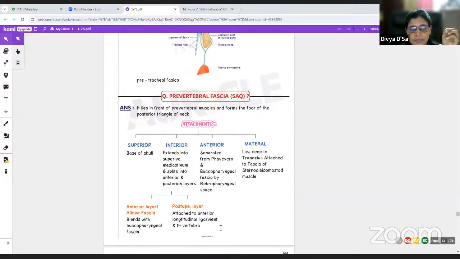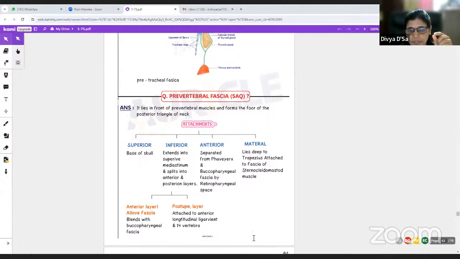Then prevertebral. The prevertebral layer, as the name says, lies in front of the vertebra. Here it lies in front of the prevertebral muscles and forms the floor of the posterior triangle of the neck. Superiorly, this prevertebral fascia is attached to the base of the skull. Inferiorly, it extends into the superior mediastinum and splits into anterior and posterior layers.